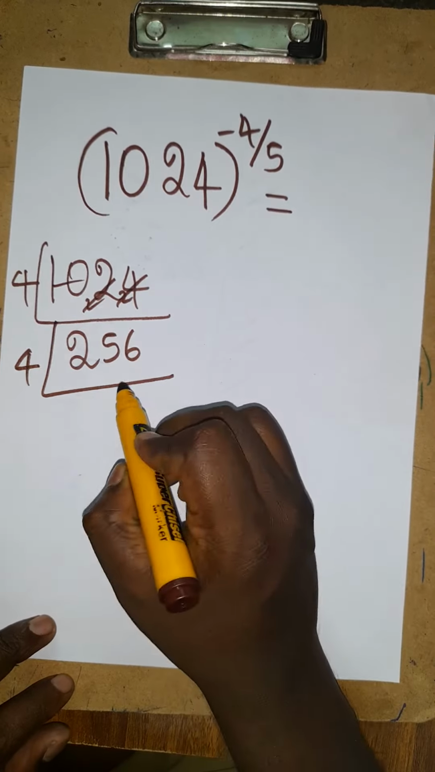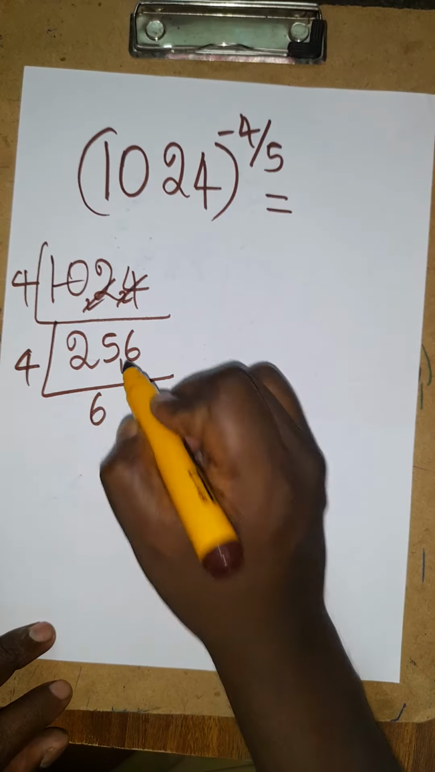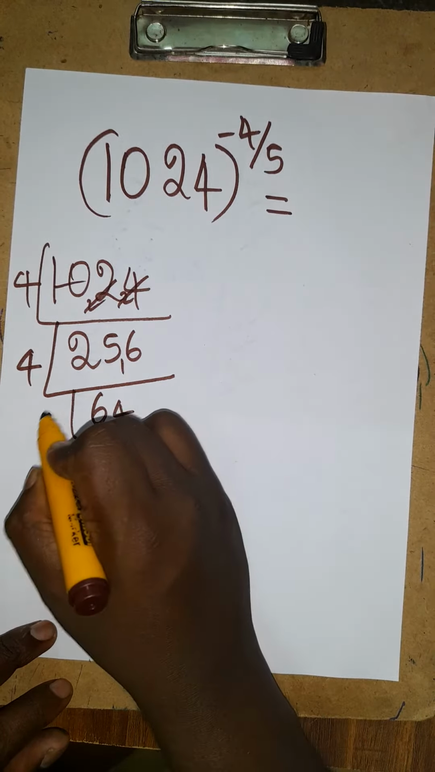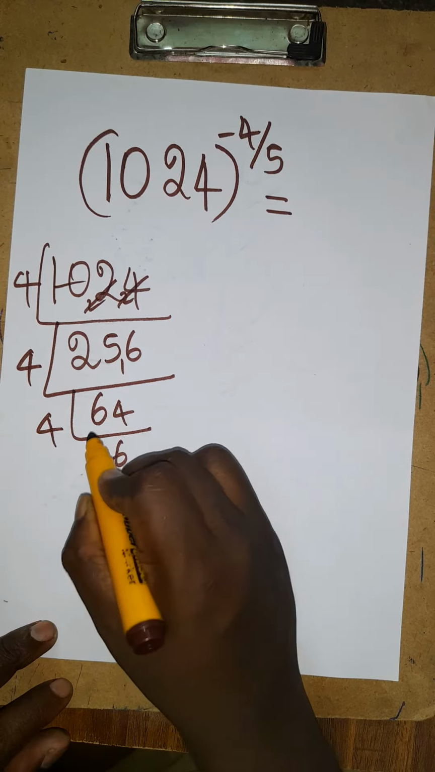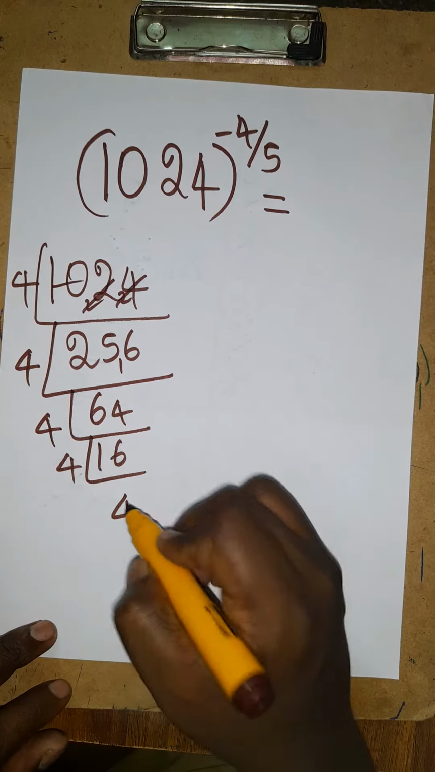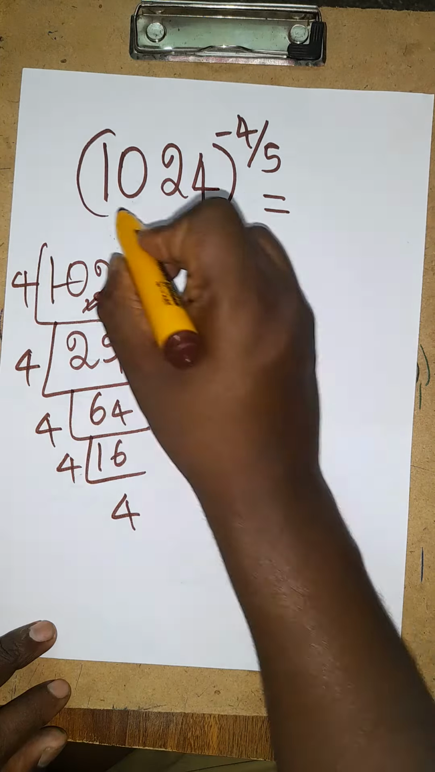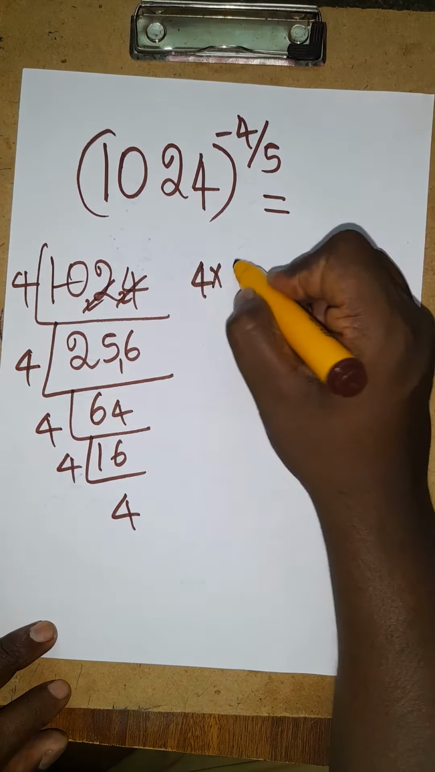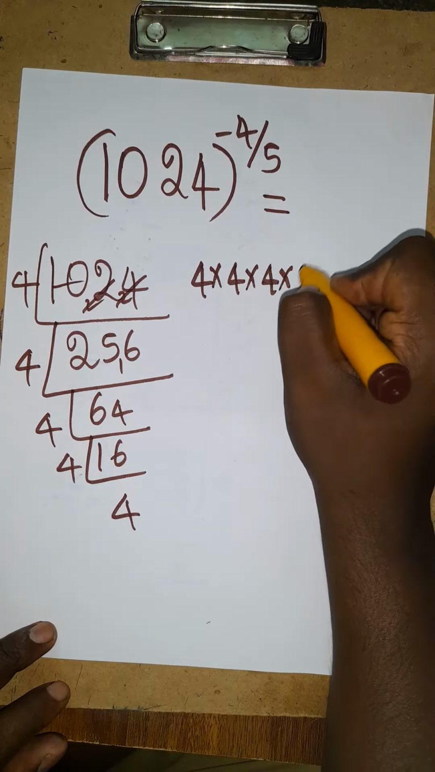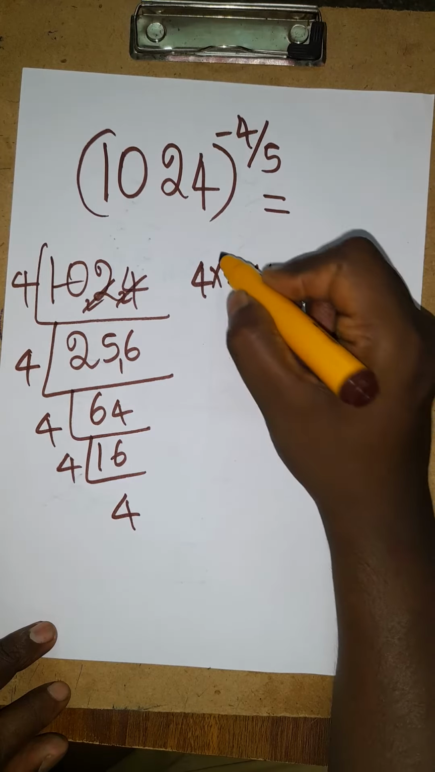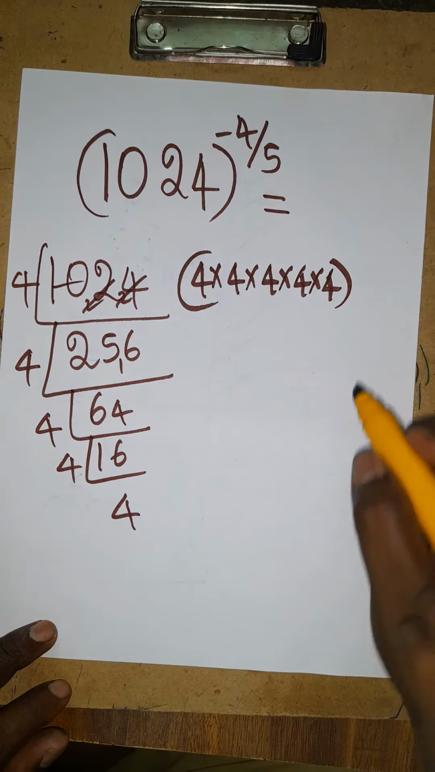Again, I take the 4 table. 24 will be 6 times, 16 will be 4 times. Again the 4 table, we get 16, again the 4 table, we get 4. So 5 times of 4 will give 1024. So 4 into 4 into 4 into 4 into 4 will give us 1024. Okay.